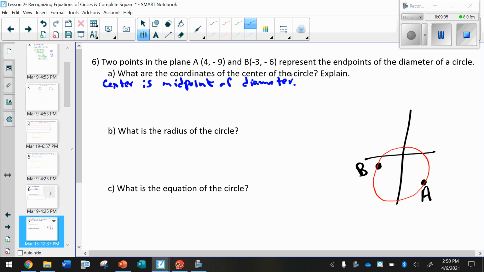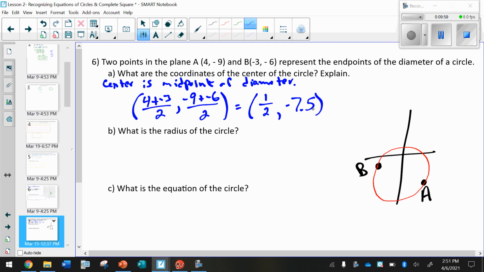So for our midpoint formula, add the two x's, divide by 2, add the two y's, divide by 2. So we can either leave it in fraction form or write it in decimal form, really doesn't matter. That's the center of our circle.